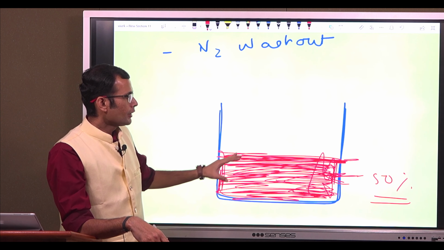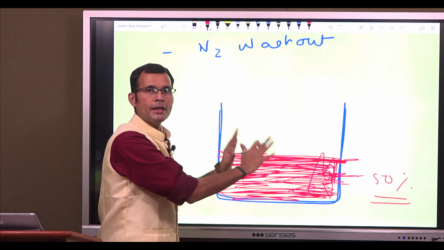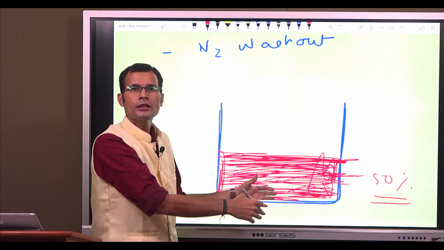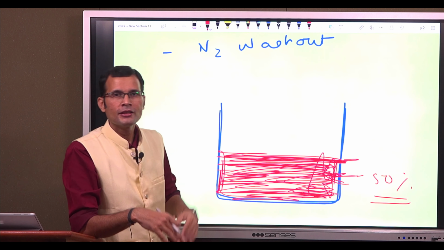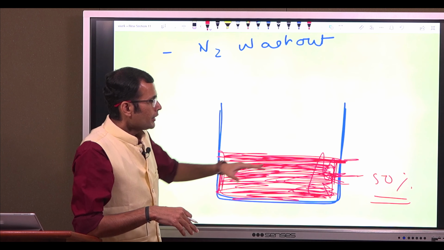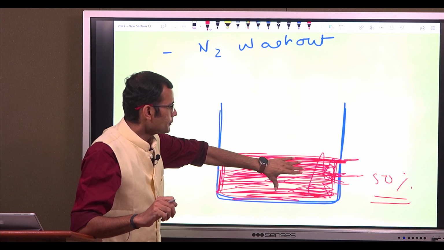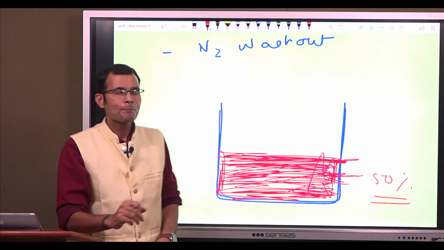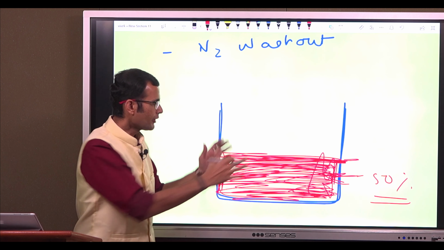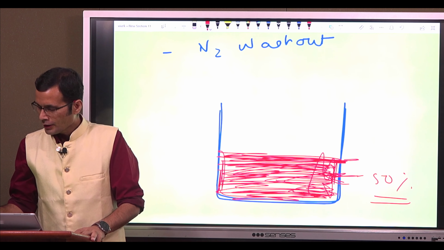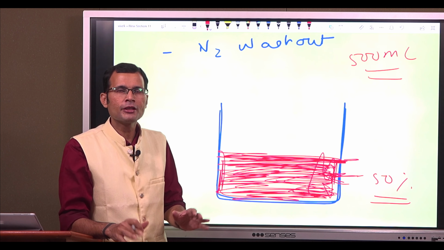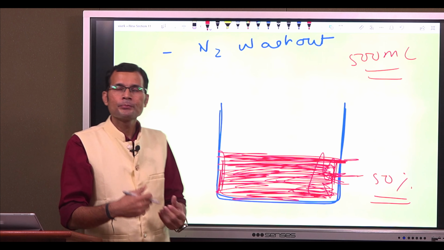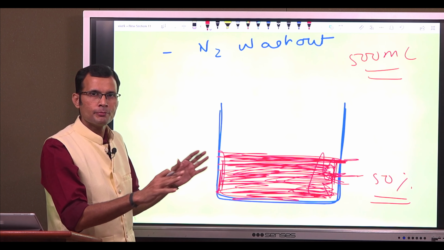Then we will measure the mass of this tea powder or coffee powder or whatever the substance is. Now we will measure the volume or mass of this particular substance, and if I tell you after measuring, it is, let's say, 500 ml. I am taking some hypothetical figures so that I can explain the nitrogen washout method a little better.